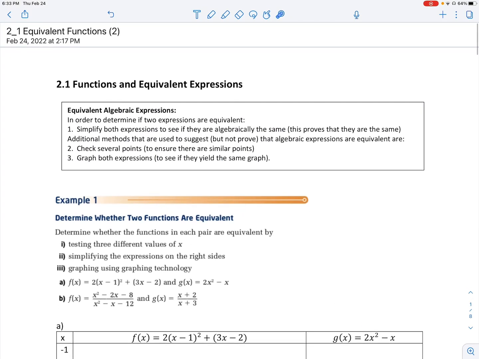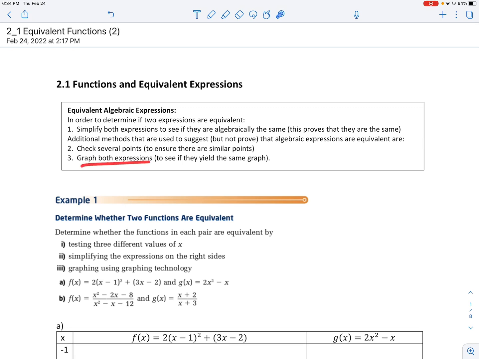So how can we determine if algebraic expressions are equivalent? Well, the first way is to just simplify them algebraically. Okay, simplify both expressions to see if they're the same. If you can do that, then you prove that they are the same no matter what. So there's some other methods that don't prove, they only suggest that algebraic expressions are equivalent. So that would be something as easy as just checking for several points. So if you have two expressions, you could try to calculate a couple points and see if those points are shared between the two expressions.